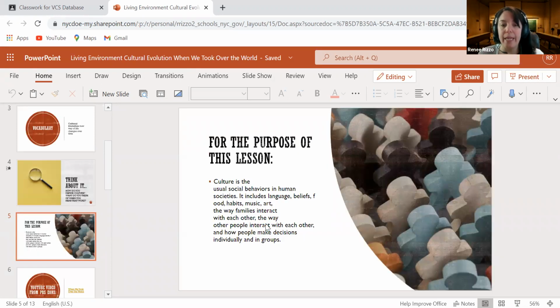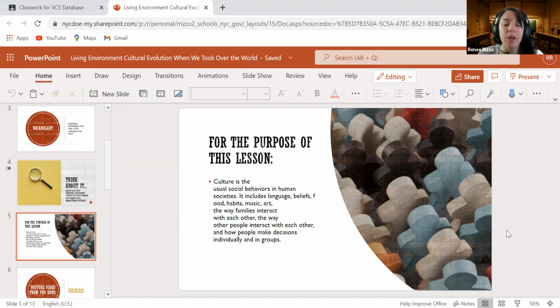So you can then explain to students that for the purpose of this lesson, culture is the usual social behaviors in human societies. It includes language, beliefs, food, habits, music, art, the way families interact with each other, the way other people interact with each other, and how people make decisions individually and in groups.